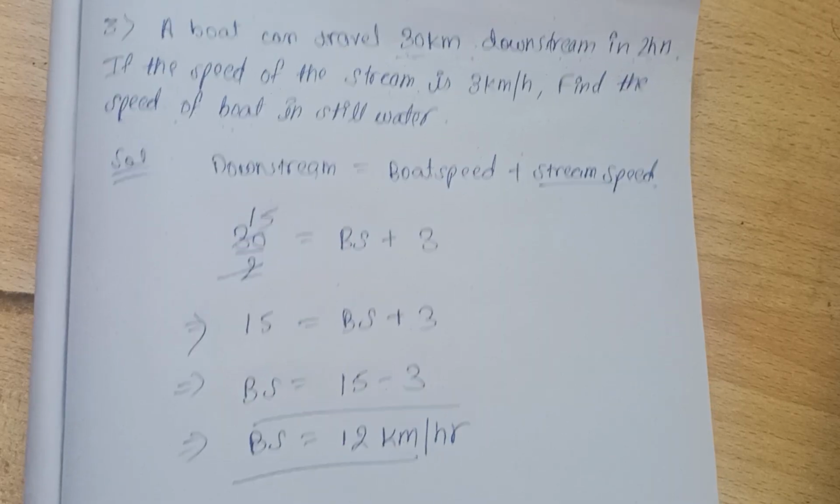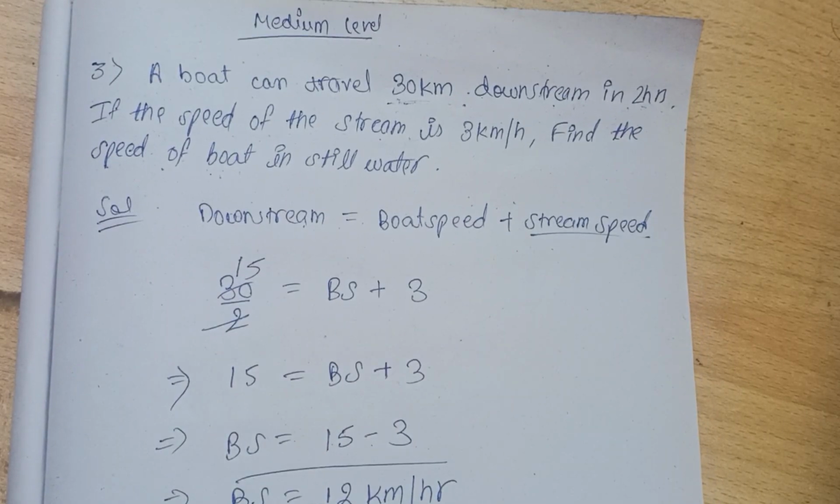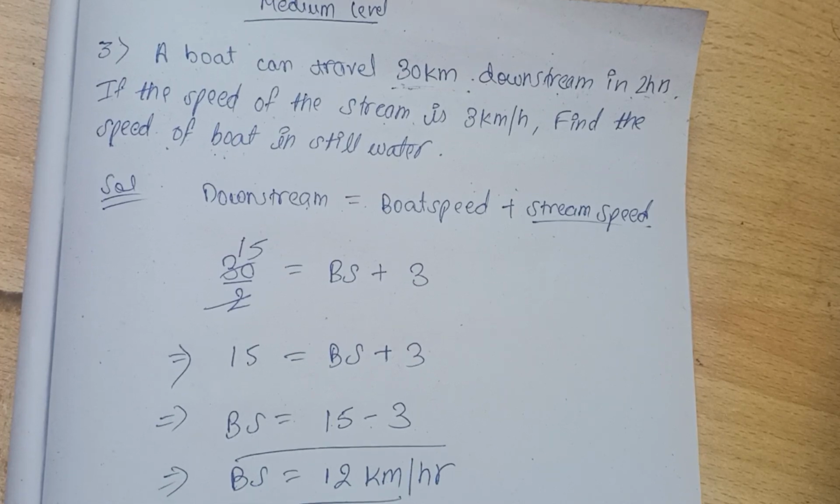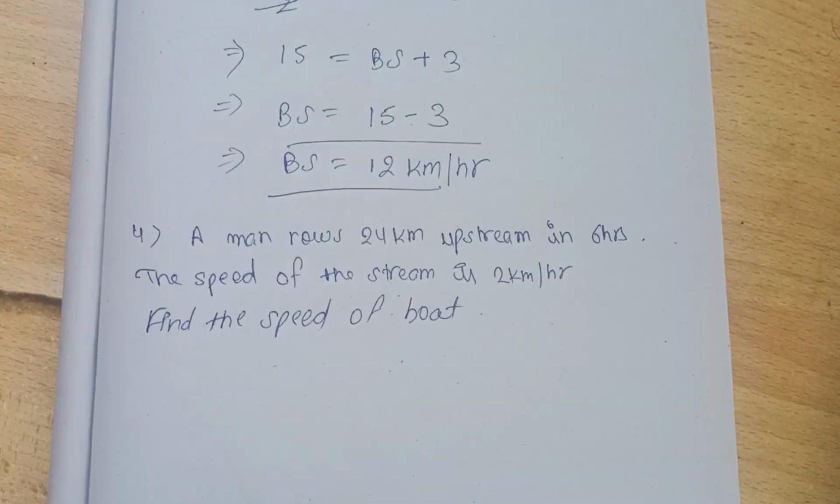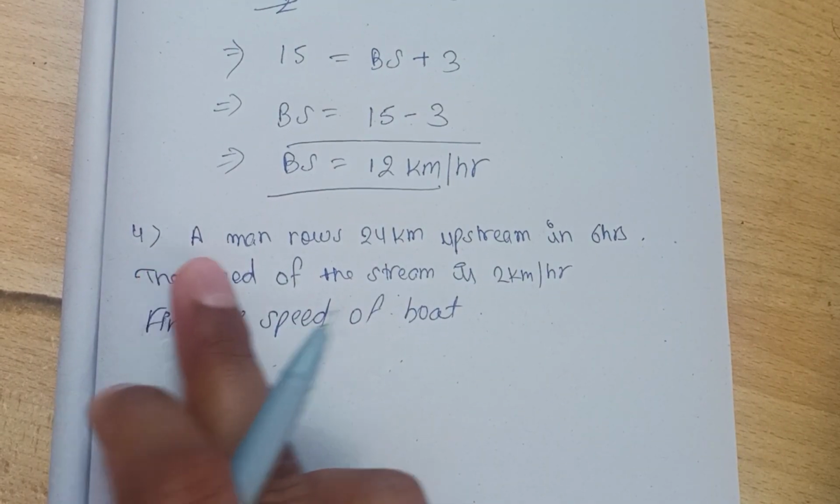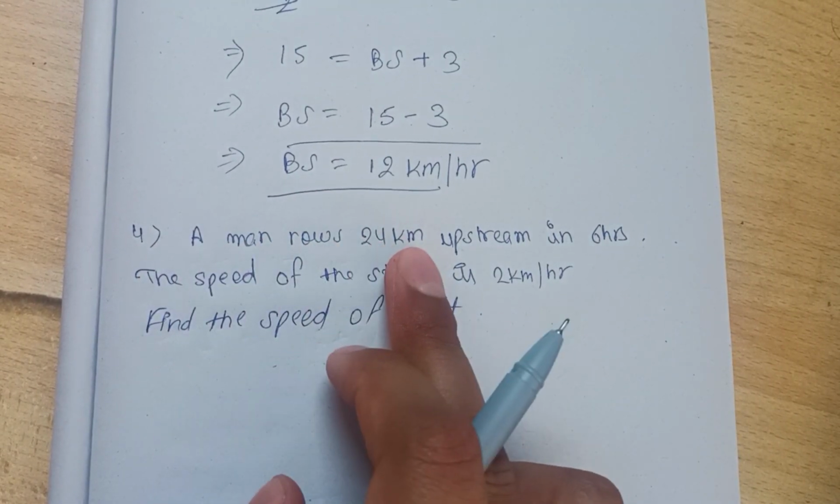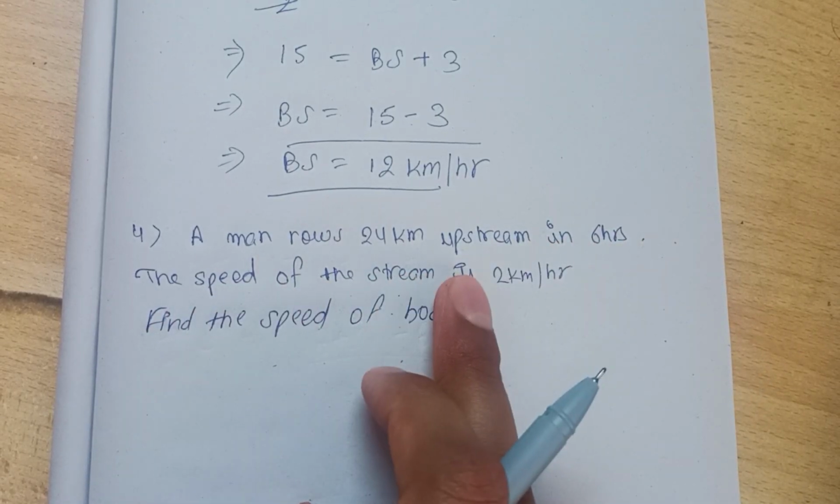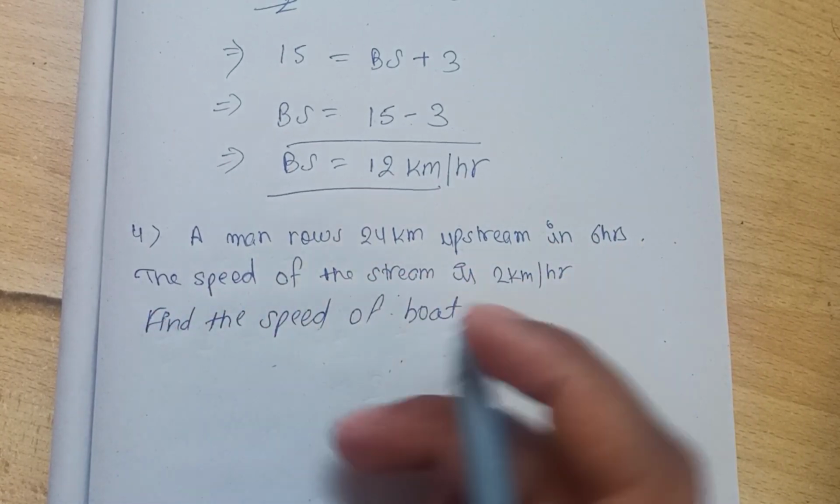So this is basically the requirement which is asked in our question. So the question is very simple, no doubt. Just need to understand what they are asking, what is given, and how we will apply the approach. That's all. We will get the solution. So let's move towards problem number 4. In this problem, a man rows 24 kilometer upstream in 6 hours. The speed of the stream is 2 km per hour. Find the speed of the boat.